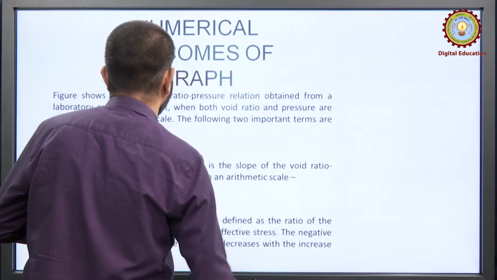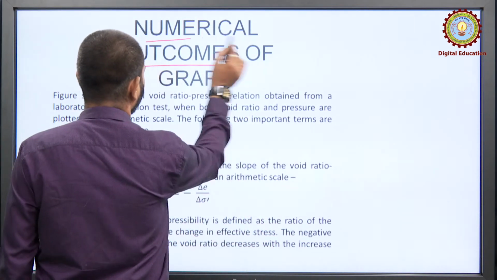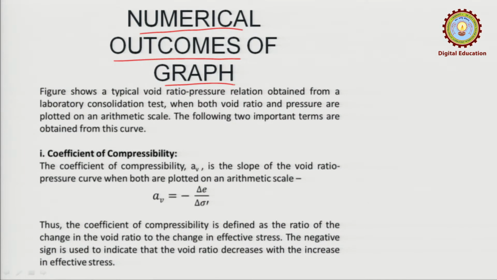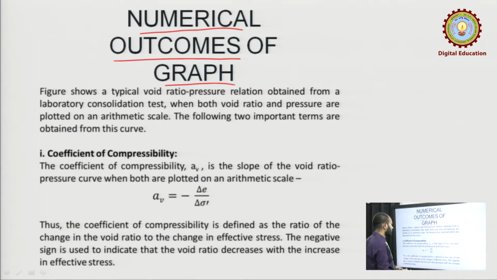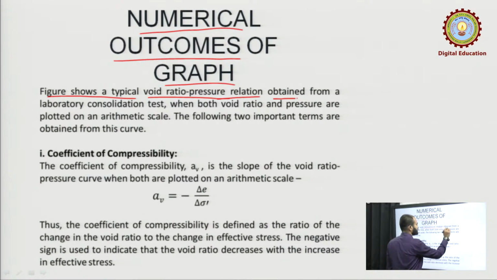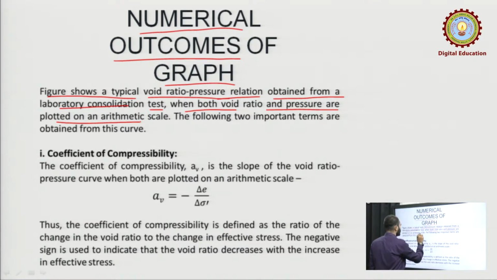Now, numerical outcomes: from those graphs, what are the parameters which we can derive? So, we will be talking now one by one about them. The figure shows a typical void ratio and pressure relation obtained from the laboratory consolidation test. When both void ratio and pressure are plotted on an arithmetic scale, the following 2 important parameters or terms are obtained from this curve.